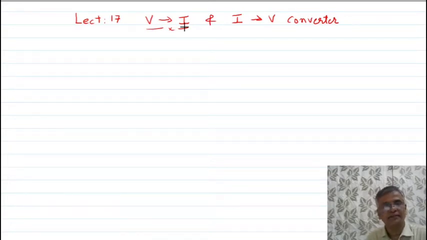So an op-amp can be used to convert the voltage into current, but there are two types of voltage to current converter. One is the voltage to current converter with floating load, and the second is the voltage to current converter with grounded load. In the last lecture, we discussed the AC voltmeter and DC voltmeter; you know that the deflection depends upon the current. So a voltage to current converter is required.